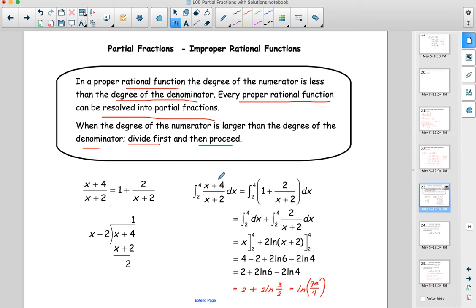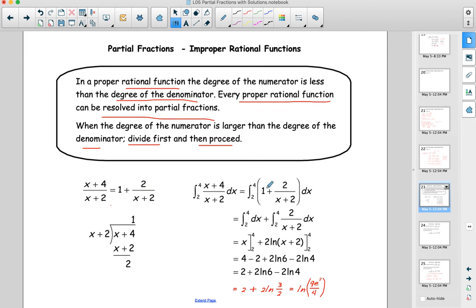So for example, in this case, we have the integral of x plus 4 over x plus 2. The degree of the numerator is not smaller than the degree of the denominator, so I did a long division over here. X plus 2, x goes into x one time, so I get x plus 4 minus x plus 2. That gives me 0x plus 2. So it's possible to rewrite x plus 4 over x plus 2 as 1 plus 2 over x plus 2.